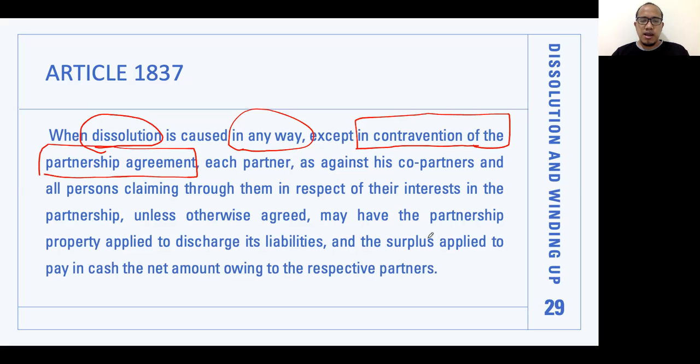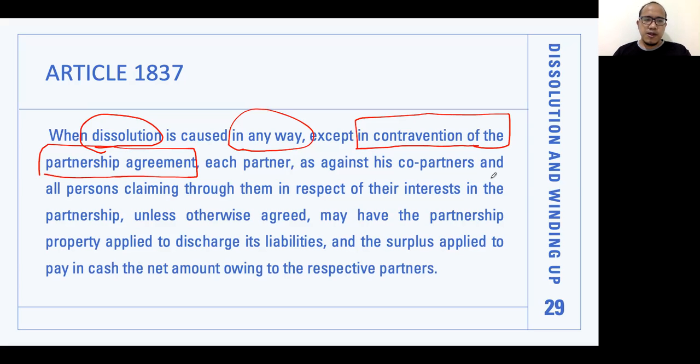However, that withdrawal is in contravention of the partnership agreement. It will cause a dissolution. That will not prevent the dissolution, even if it was made in contravention of the partnership agreement. The dissolution will proceed, no? Kapag nag-withdraw na yung isang partner, even if na-violate yung agreement.